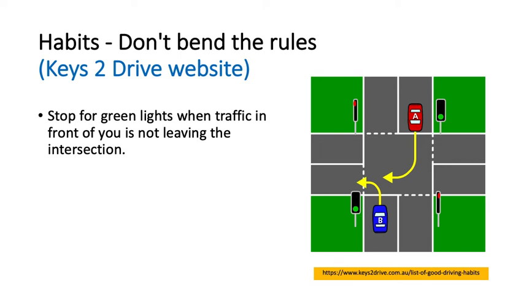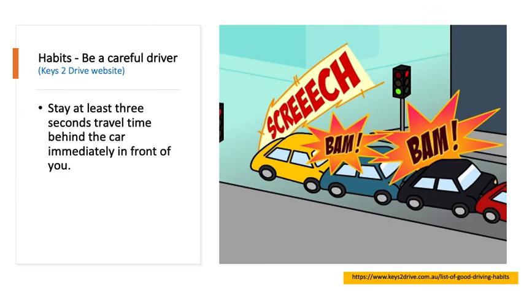Stop for green lights when traffic in front of you is not leaving the intersection. So if it's a blocked intersection, you can't enter the intersection until it's clear. Stay at least 3 seconds travel time behind the car immediately in front of you. That will hopefully create sufficient space to avoid what we can see in the diagram there.